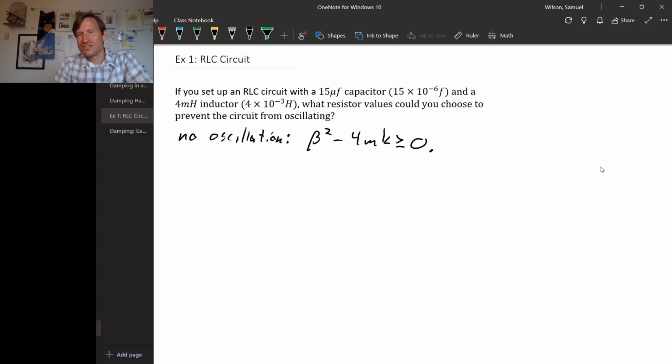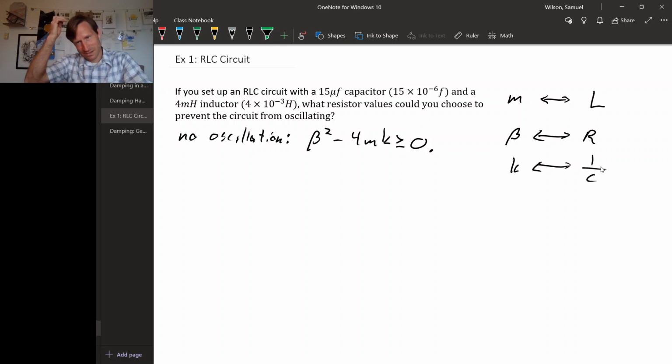But these coefficients are all mass spring type coefficients. Remember the corresponding coefficients for the electrical components. The role of mass is played by the inductor. The role of the damping is played by the resistor. And the role of the spring constant is played by 1 over the capacitance.